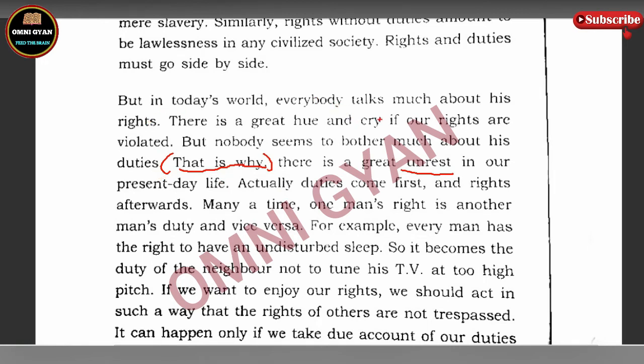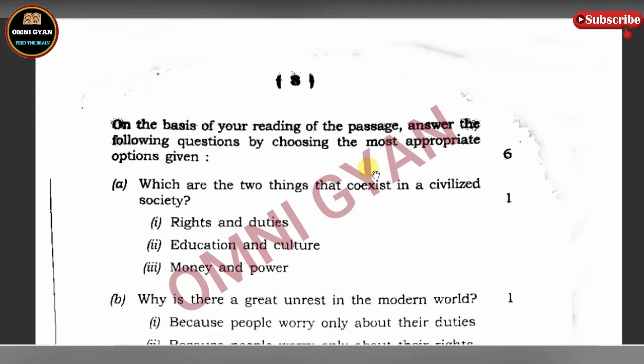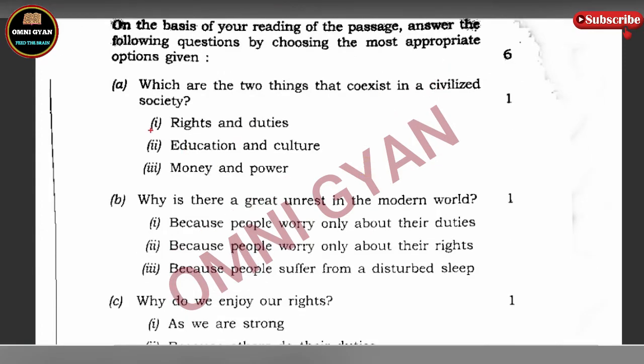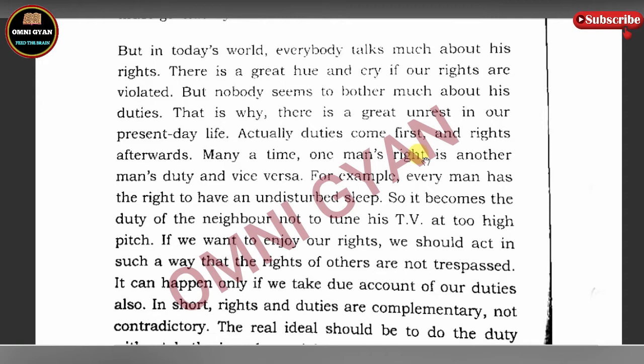In today's world everybody talks much about his rights, but nobody seems to bother about his duties. So because nobody is bothering about his duties, that is why there is a great unrest. So we find the answer in the options: because people worry only about their duties, because people worry only about their rights. So nobody is worried about what? If you read the passage very nicely, you will see that.